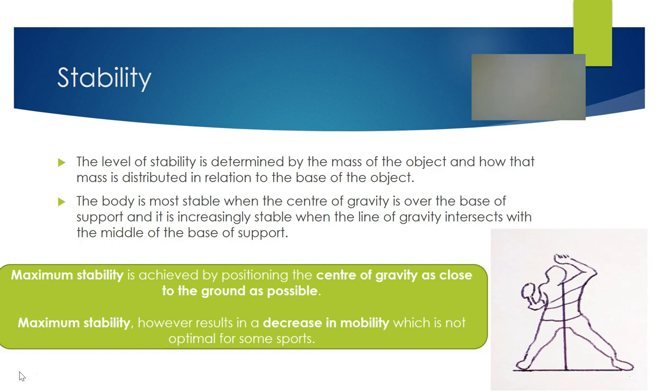So like I said, maximum stability is achieved by positioning the center of gravity as close to the ground as possible. However, in achieving maximum stability by lowering the center of gravity, it results in a decrease in mobility, which is obviously for some sports not optimal. All right, now let's have a look at this top one again. For short people like me, it's really easy to be stable because our center of gravity is already quite low. We only have to crouch down a little lower to get it close to the ground.